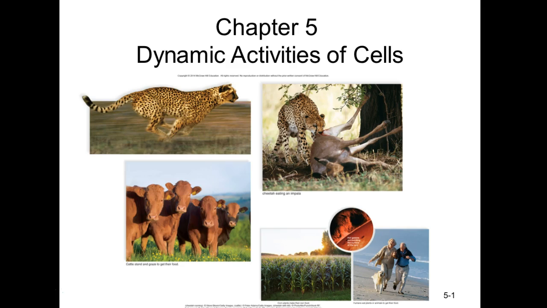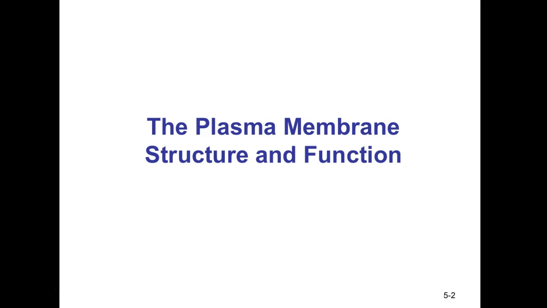Welcome, advanced biology students. This is chapter 5, dynamic activities of the cell. We're going to do part of chapter 5, and then the other part we will do following. This first part is going to focus on membrane structure and transport across the membrane, and then we'll test on that, and then we'll have another test on enzymes and energy. So ultimately, the plasma membrane structure and function.